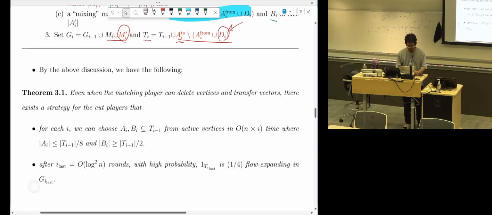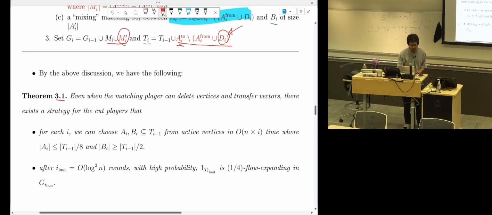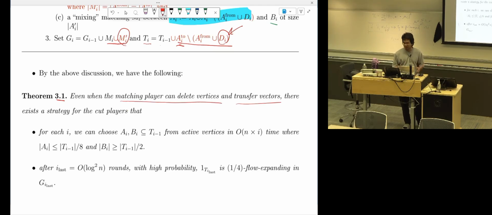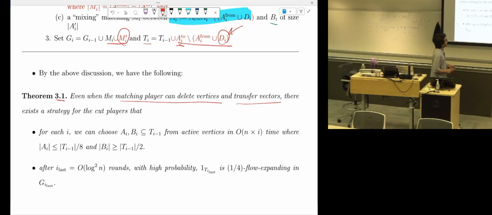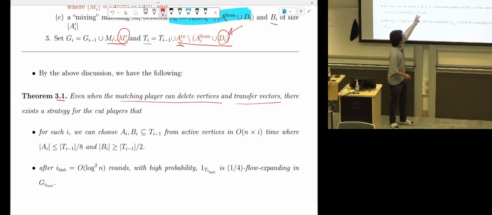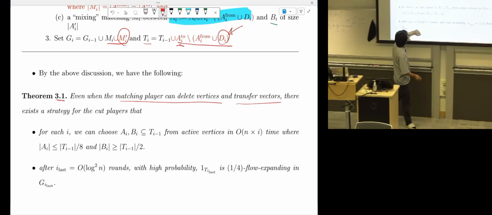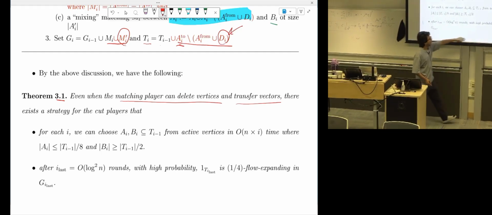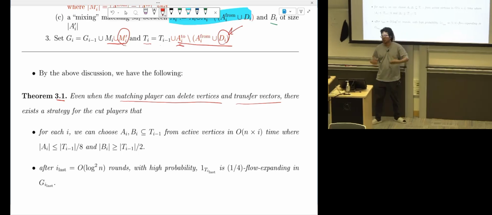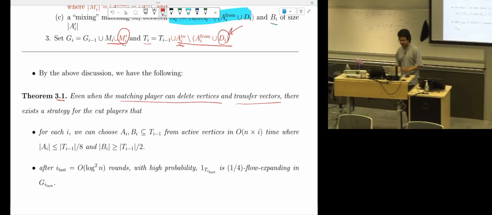All right, so this is the theorem that we're going to refer to later in class. When we want to build a fast expanding separator, even when the matching player can delete vertices and transfer vectors, the same thing happens. The cut player can choose something quickly, and after log square rounds, the active set is expanding.